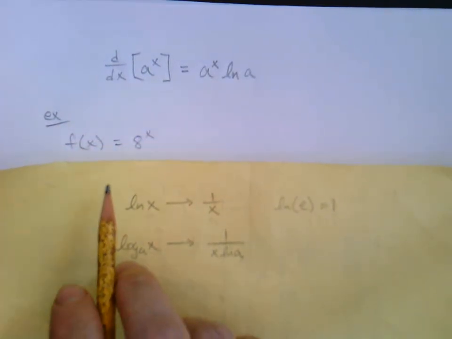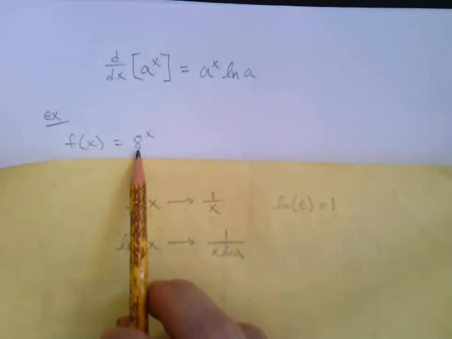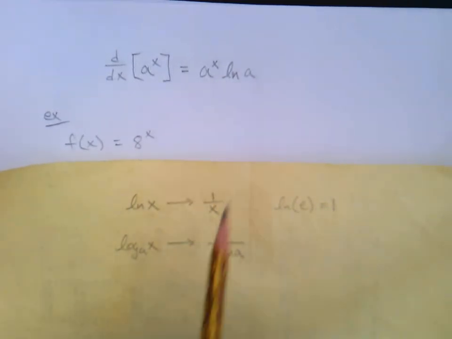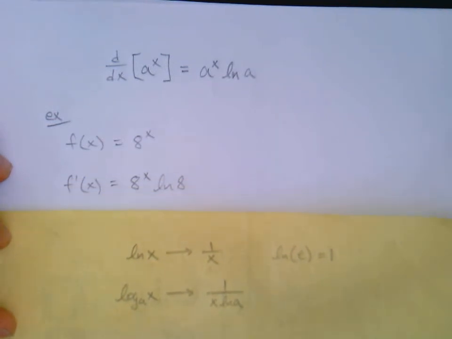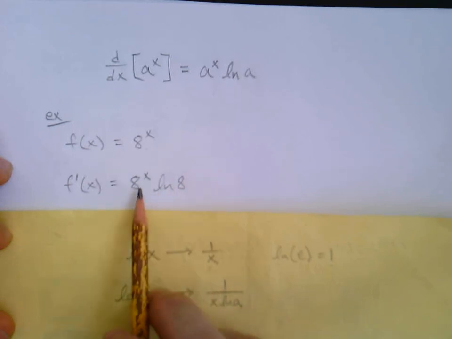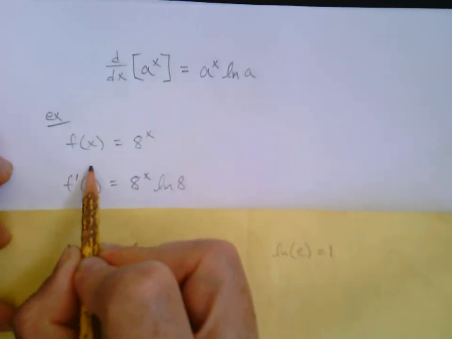Let's do one real simple. f of x equals 8 to the x. I might have misspoke there. 8 to the x. Well, if we follow the pattern, what's f prime? It repeats and then we multiply by the natural log of our base. 8 to the x times the natural log of 8. There it is.